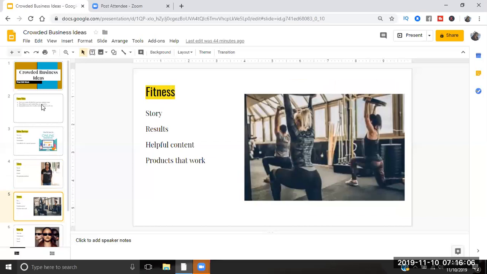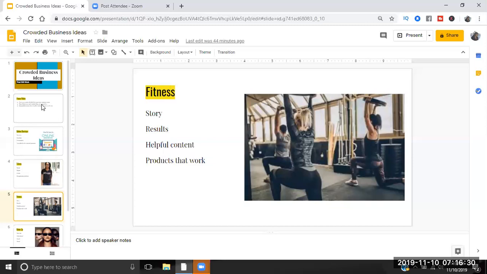The next business that people think is super saturated, overcrowded, but can still be done is fitness. The real thing you need about fitness is a story that is relatable to somebody, whether that's your own weight loss story or your own fitness journey, or a story of someone else that you've helped.